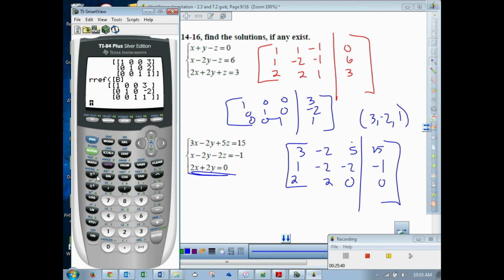There were x's, there were y's, there were z's. Then, second matrix, edit that puppy. I'll show you a shortcut now once you've edited it. 3, negative 2, 5, 15, 1, negative 2, negative 2, negative 1, 2, 2, 0, 0. Got it all edited. Quit out of it.